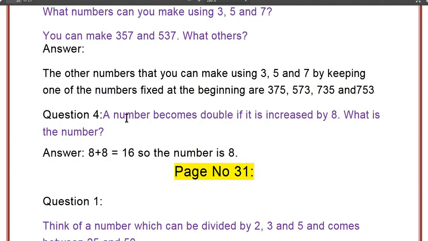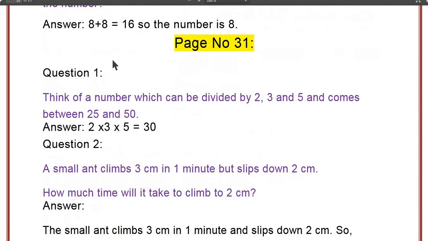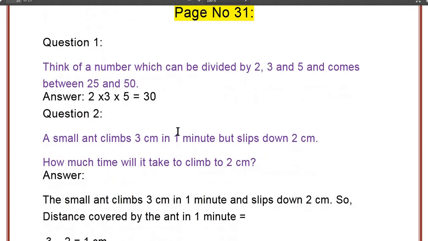Question number 4. A number becomes double if it is increased by 8. What is the number? 8 plus 8 is equal to 16. So the number is 8. Page number 31. Question number 1. Think of a number which can be divided by 2, 3 and 5 and comes between 25 and 50. Here all the numbers are given, we have to multiply them and get the answer. So if the word divide is there, then we have to multiply the given numbers. 2 into 3 into 5 is equal to 30. So 30 is the answer.